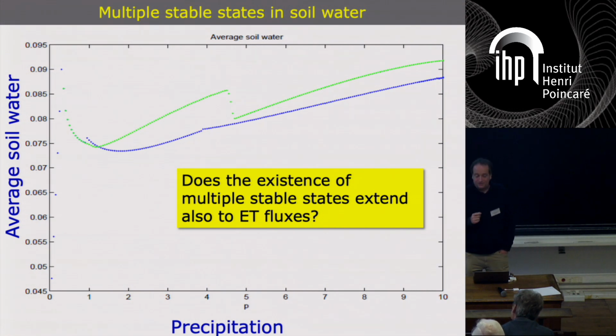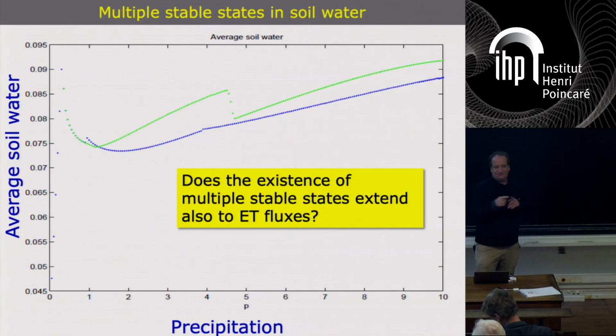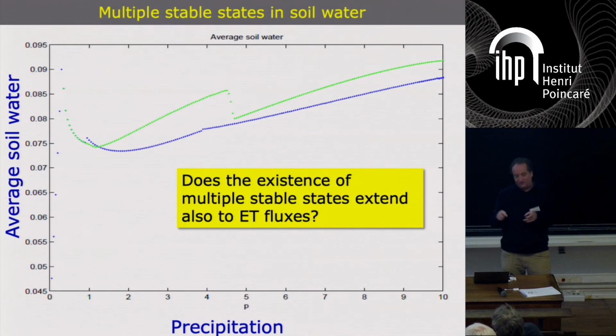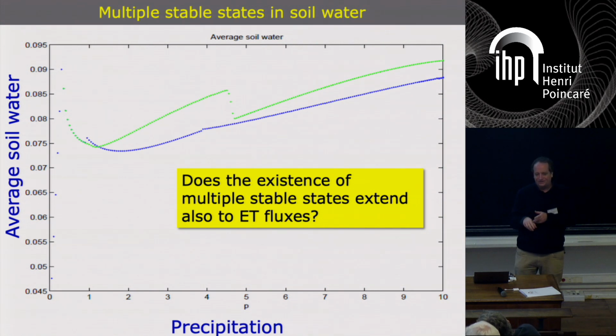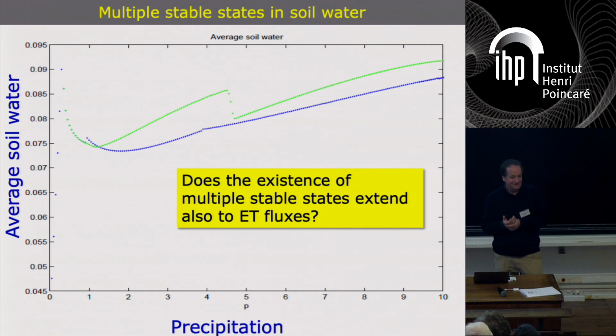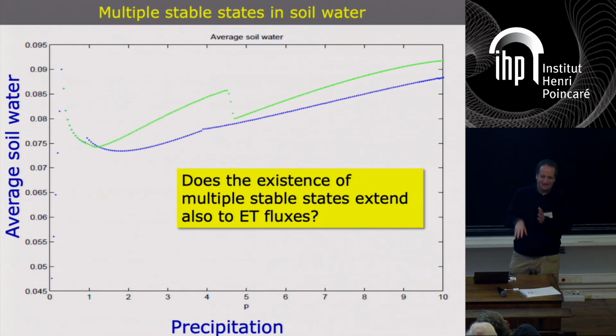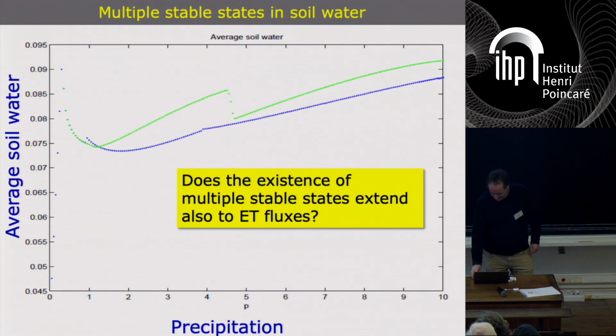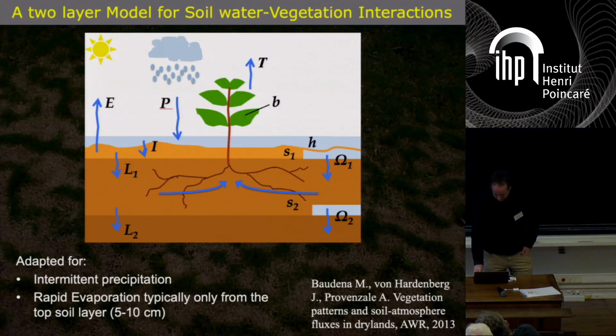The reply is obviously that as long as I do idealized experiments as I did so far, where I'm in a periodic box and I have precipitation, obviously what is falling in must come out again. And so my evapotranspiration in the end must exactly be the same as the precipitation I got.